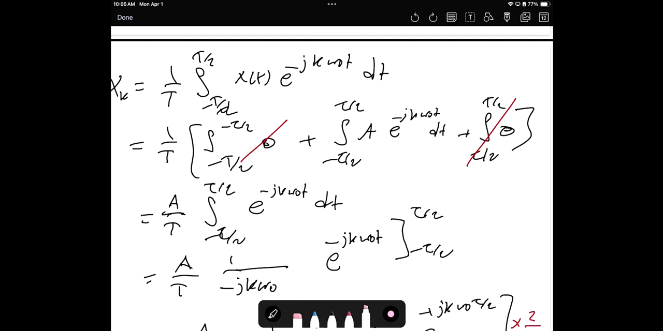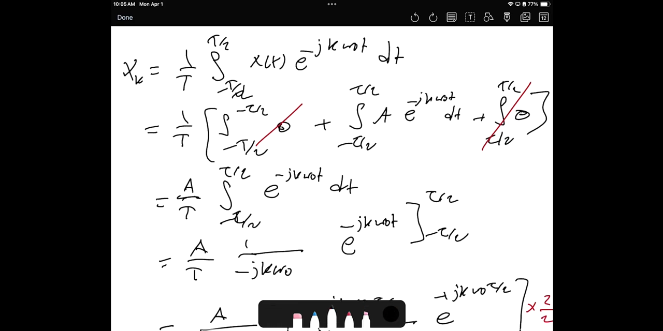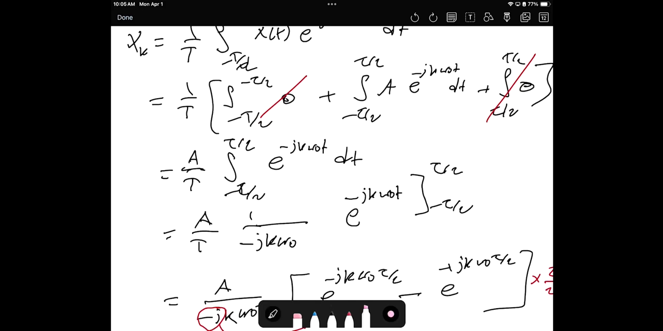In the middle, the amplitude is A, so you are making the integral from negative tau over 2 until tau over 2 of A e to the negative j k omega naught t dt. How do we do this integral? It's basically an integral of the exponential. So we put A outside of the integral, so it will be A over T. Then the integral from negative tau over 2 until tau over 2.